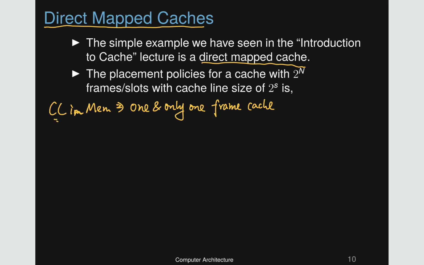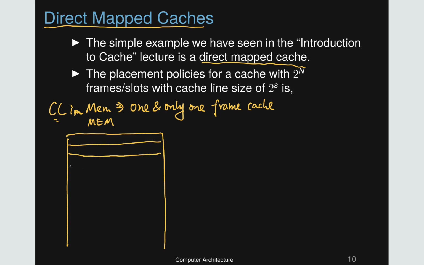So let's look at an illustration of how this direct mapped cache works, by how it maps the address of a cache line to a frame in the cache. Let's say this is our memory. Again, we draw the memory as frames, as cache lines. So we're going to have a lot of cache lines here, and this is our cache line index, from 0, 1, 2, and all the way goes down.